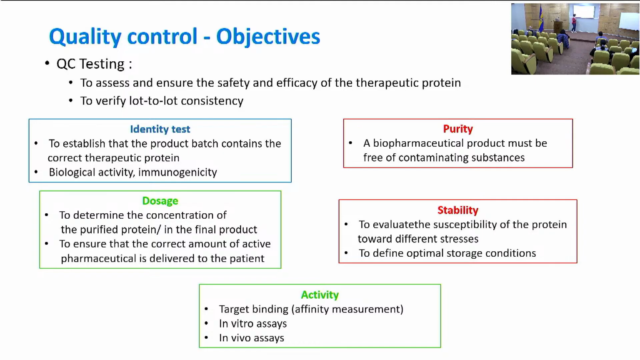And at the end, the activity has to be checked to be sure that the drug, once it is produced, has a constant affinity toward its biological target. It's possible also to perform in vitro assays. Most of the time it's an affinity test, or sometimes a test on bench on a cell culture stage, or in vivo assays, but that is a bit more difficult.